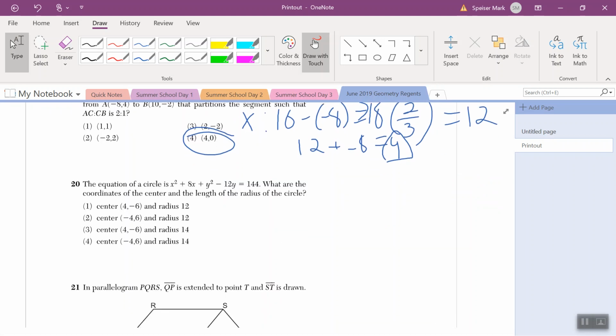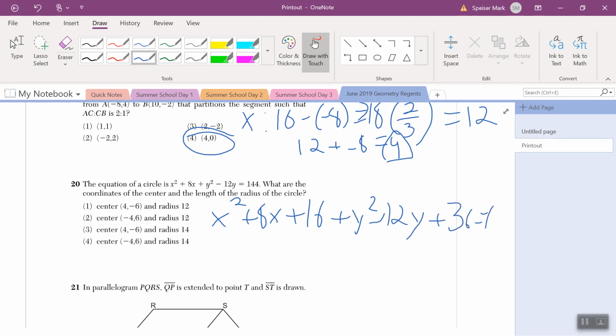On to question 20. The equation of the circle is x squared plus 8x plus y squared minus 12y equals 144. What are the coordinates of the center and length of the radius of the circle? In order to do this, you have to complete the square. X squared plus 8x: take half of 8, which is 4, squared, then you get 16. Same thing, y squared minus 12y: take half of negative 12, which is negative 6, square that and you get 36.